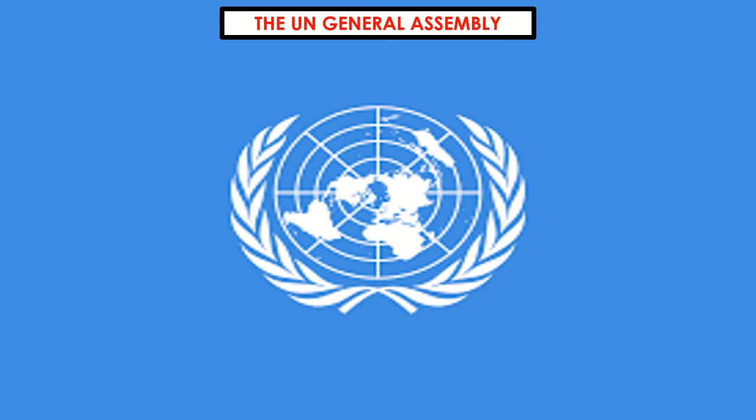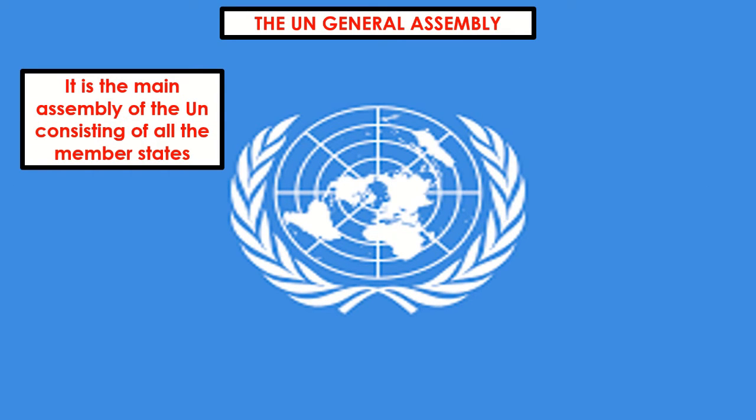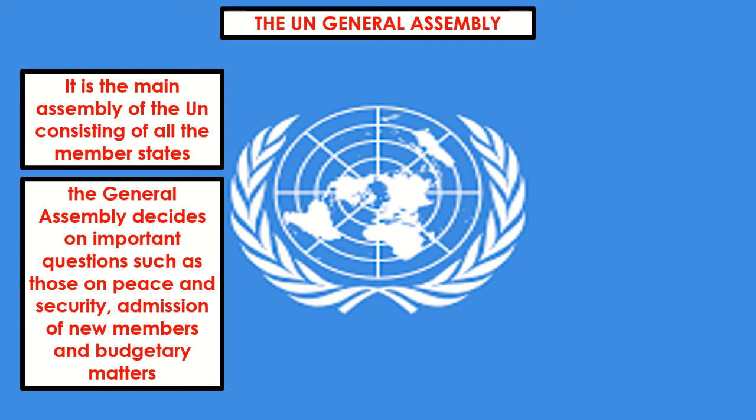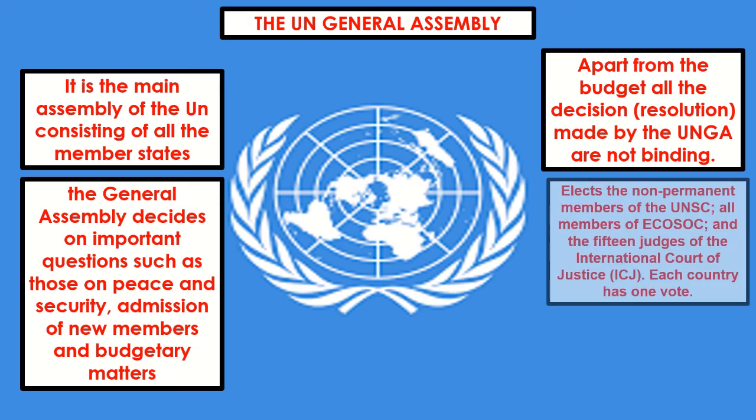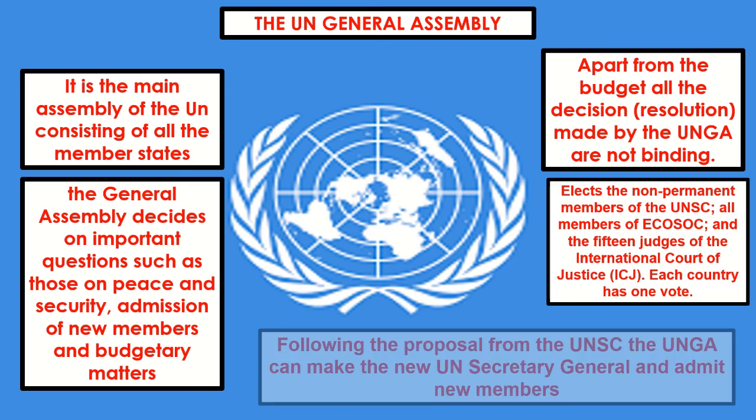The United Nations General Assembly. It is the main assembly of the United Nations consisting of all the member states. The General Assembly decides on important questions such as those on peace and security, admission of new members, and budgetary matters. Apart from the budget, all the decisions or the resolutions made by the United Nations General Assembly are non-binding. It elects the non-permanent members of the United Nations Security Council, all the members of the ECOSOC, and the 15 judges of the International Court of Justice. Each country has one vote.